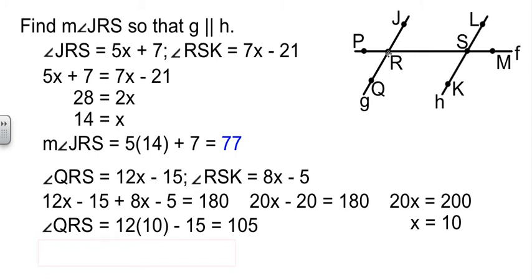Now, what do we know about QRS and JRS? They're a linear pair. They make a line, so they're supplementary to each other. So JRS is 180 minus the 105 we found, which is 75.